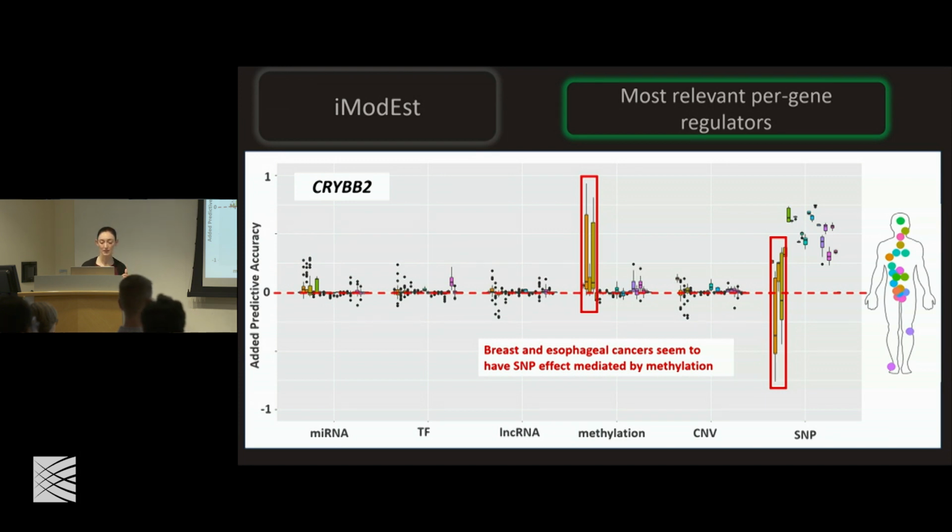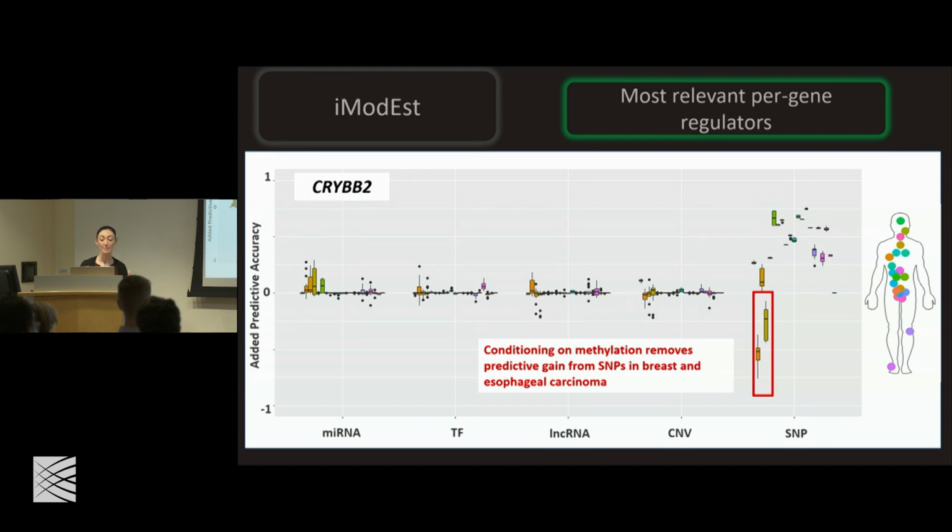And we can actually test this. So this is breast and esophageal cancers. We can test this by now only looking at models where we already have methylation added. So what's the gain when you only look at models that have methylation included? We see that conditioning on the methylation effectively removes the predictive gain that you get from the SNPs. So whatever the SNPs were explaining is also being explained by methylation here.